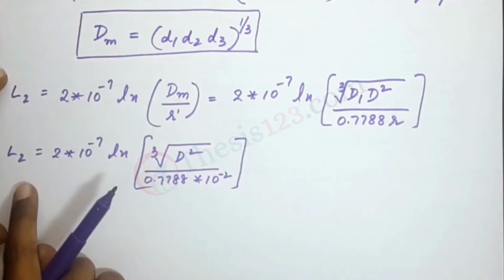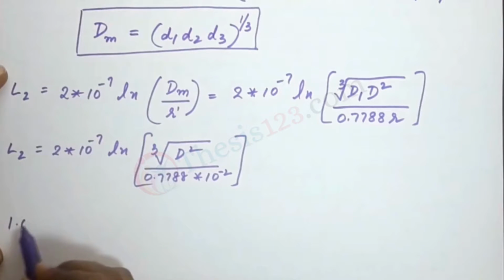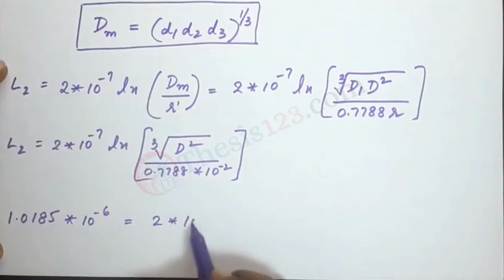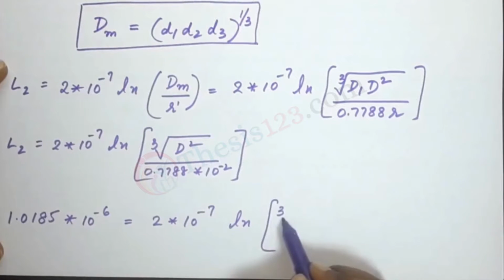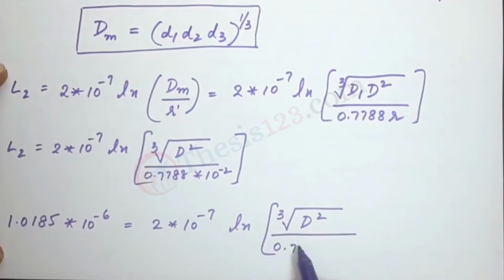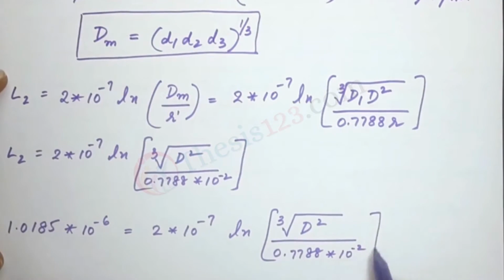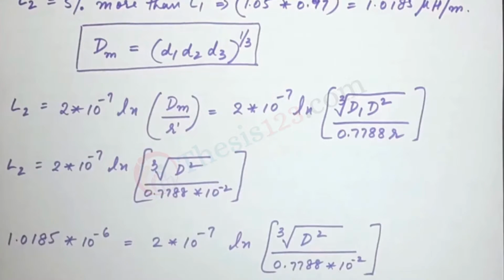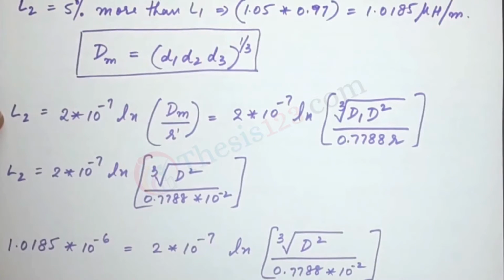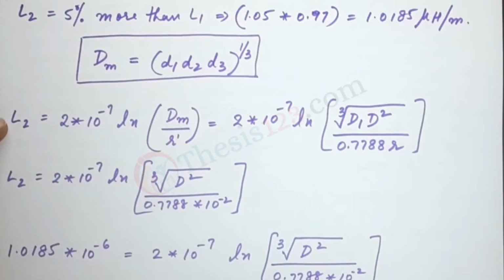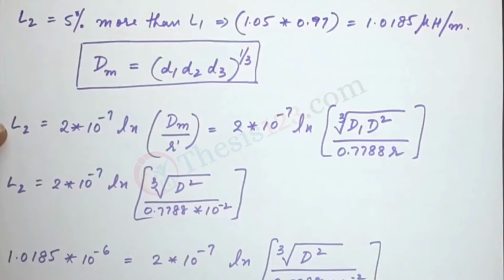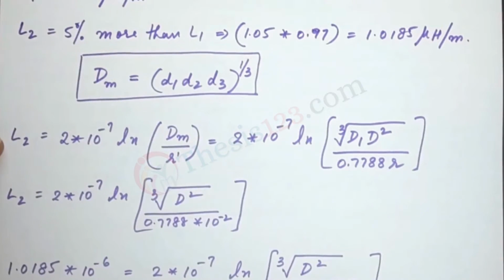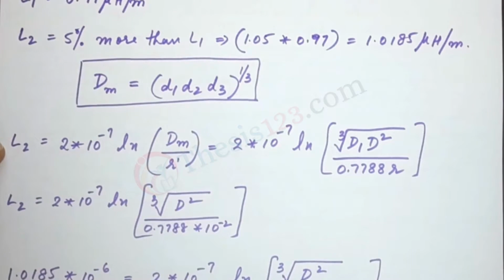Now let's substitute the value for L2 here. L2 is 1.0185 into 10 power minus 6, equal to 2 into 10 power minus 7 ln of the cube root of d square divided by 0.7788 into 10 power minus 2. Once you solve this for d, you will be able to find the value for d. I will leave that part to you. All you have to do is bring 2 into 10 power minus 7 down here, so that it equals ln of this. In order to eliminate the logarithm term, you raise it to the exponent e. I think I'll just show that part to you.